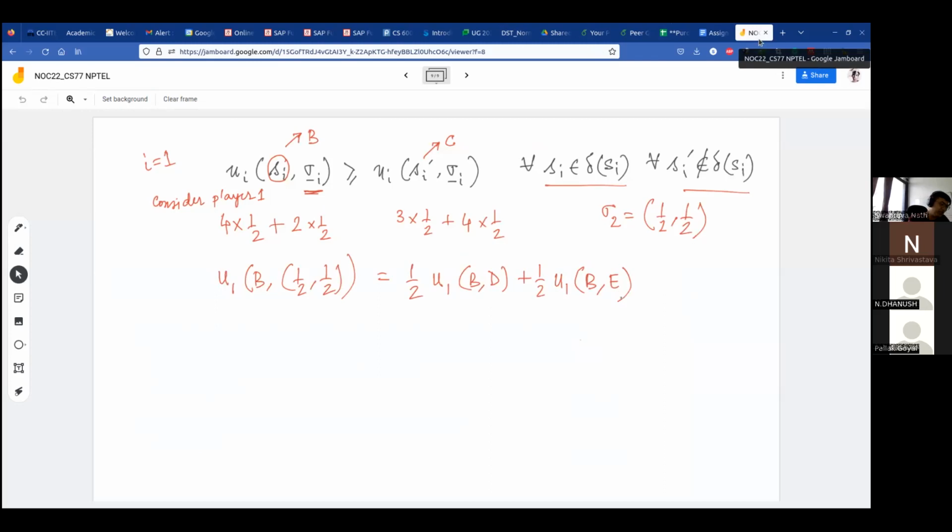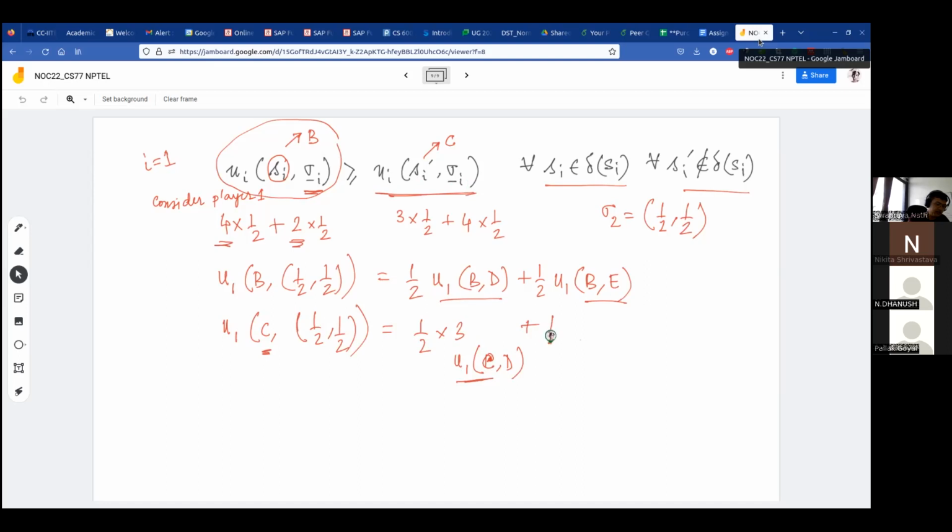And that's exactly what I did. B comma D was four, and B comma E was two. So together this is the left hand side. And if you want to calculate U1 of C comma half comma half, that is the right hand side here. So that is going to be half times 3, which is U1 of C comma D, because player one is now playing C, plus half times 4, which is U1 of C comma E. Clearly this number is larger, right? So here you have 7/2, and here you have 6/2. So this inequality is violated, so therefore this cannot be a valid mixed strategy Nash equilibrium.